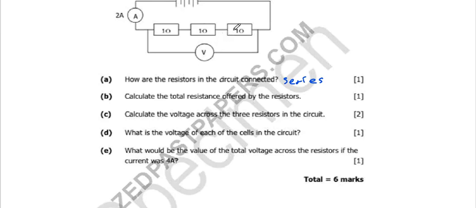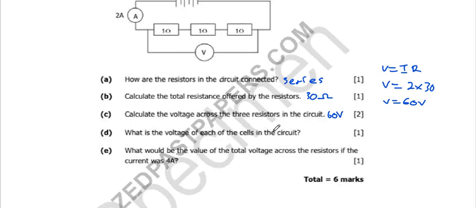Calculate the total resistance offered by the resistors. So we'd have 10 plus 10 plus 10, which gives us 30 ohms. Calculate the voltage across the three resistors. So we know that voltage is equal to current times resistance, right? So voltage equals, what is our current times our resistance? 2 times 30, and we'd have voltage equals 60 volts. So we have 60 volts.